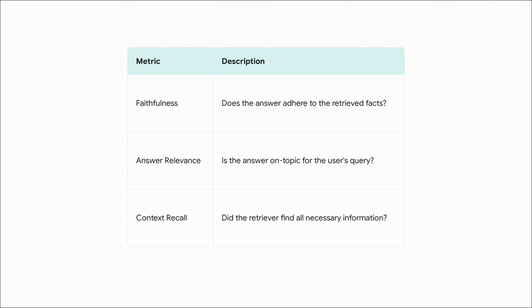We have to ask, is it faithful? Meaning, is it sticking to the facts it found, or is it hallucinating? Is the answer relevant to my actual question? And did it have good context recall? In other words, did it find all the info it needed to give a complete answer? Without measuring these, you're just flying blind.